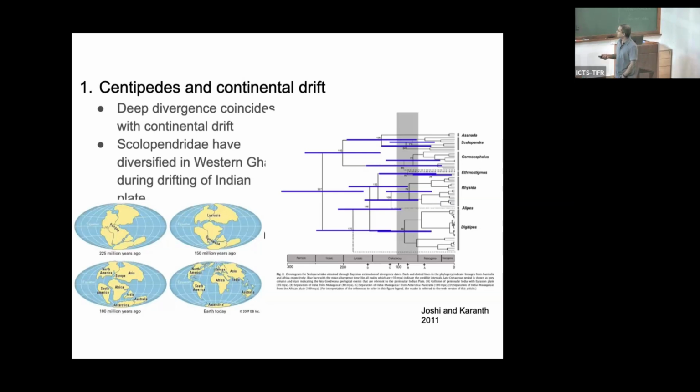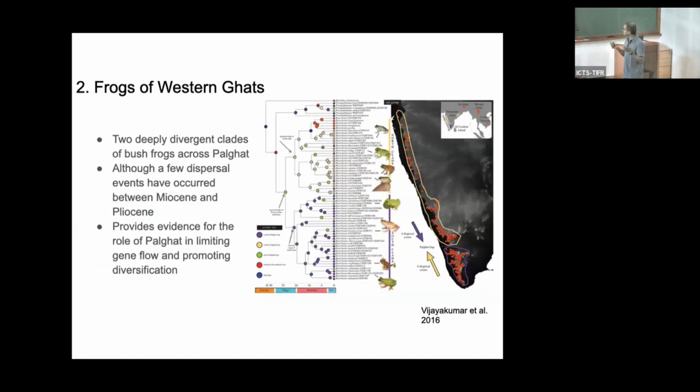Janhavi Joshi is coming tomorrow, right? Oh, today, okay. She's speaking tomorrow, so I won't tell you more about this, but the divergence of centipedes actually coincides with continental drift. So these are really very old species in that sense. And another really seminal work is on frogs in the Western Ghats, by SP Vijayakumar, when he was working in Karthik's lab. They did fantastic sampling all across the Western Ghats, and they find various patterns of diversification in these bush frogs.